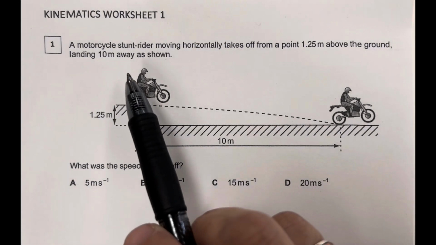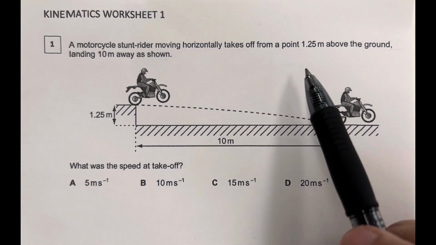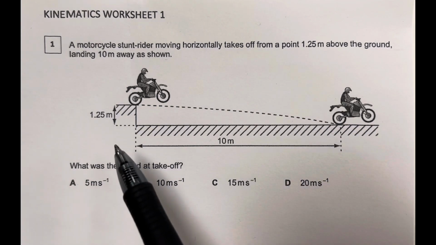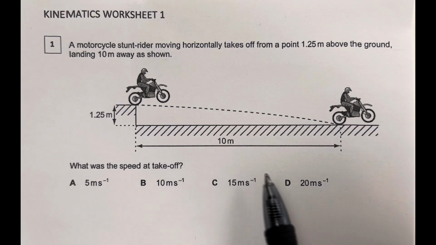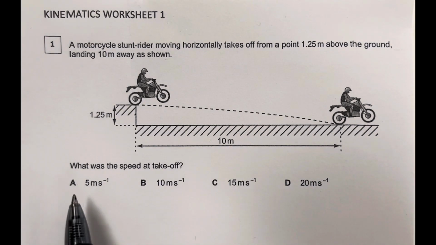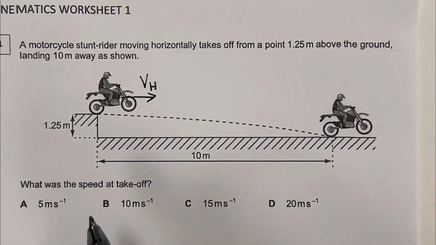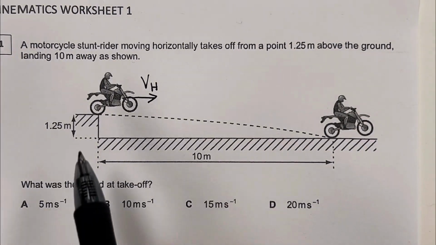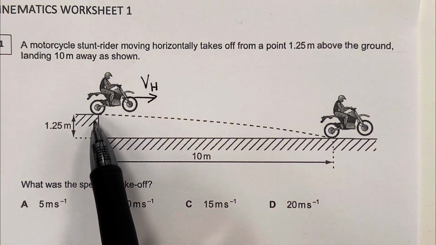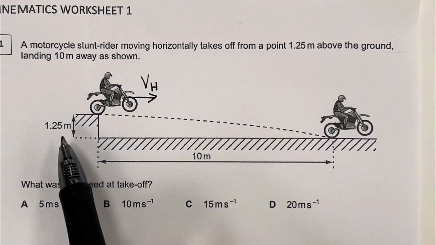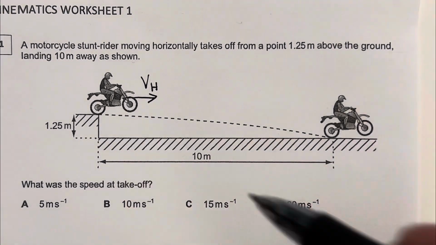A motorcycle stunt rider moving horizontally takes off from a point 1.25 meter above the ground, landing 10 meters away, as shown. What was the speed at takeoff? So the speed, the motorcyclist leaves this point here a little bit above the ground, is the horizontal speed.